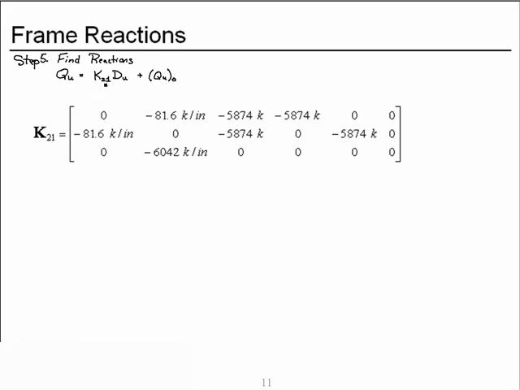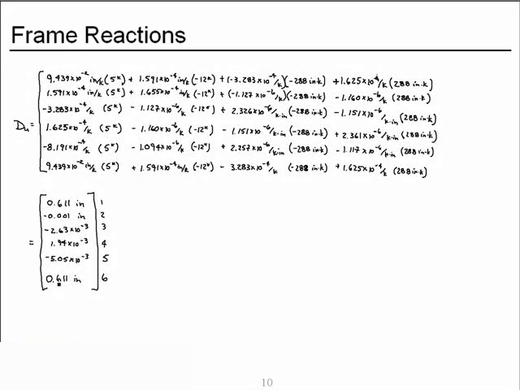And I've pulled K21 from our previous slide and repeated it here. So if I scribble that out and write in QU, what we're looking for, degrees of freedom 1, 2, 3, 4, 5, 6. We need our 6 deformations associated with the unsupported or unconstrained degrees of freedom, which we found right here.